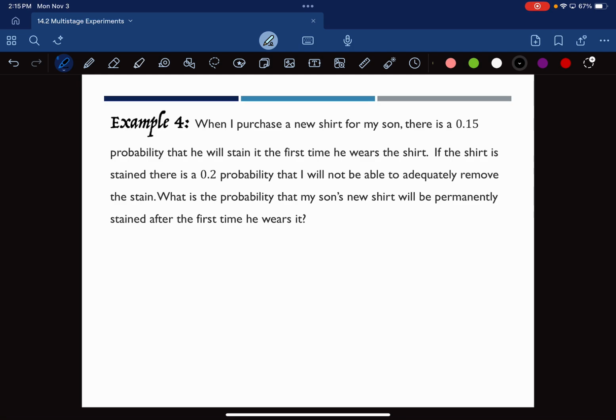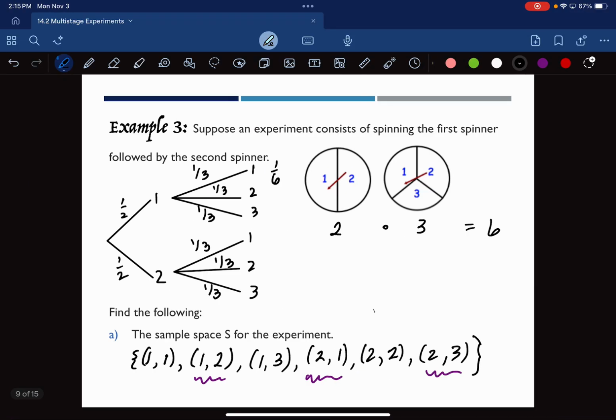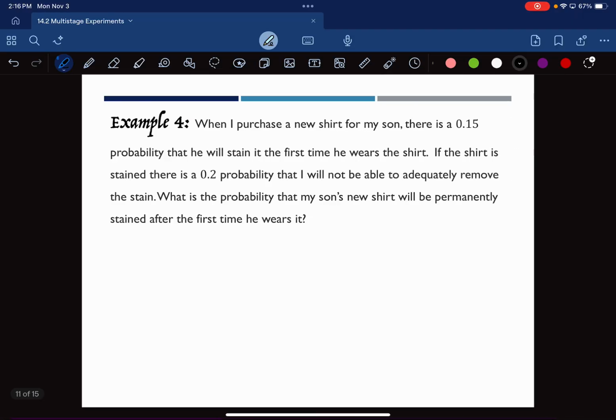So I'm specifically doing this example not because it's my son and shirts and clean, but because I want you to see that trees don't necessarily have to have even or exactly the same number of branches coming out of every category. Okay, so this one split into 2 and then they all had 3s, right? This one's not going to have that. So what's happening on this one is the first time he wears it, one of 2 things happens. What are those 2 options? Yep, he stains it or there's no stain.